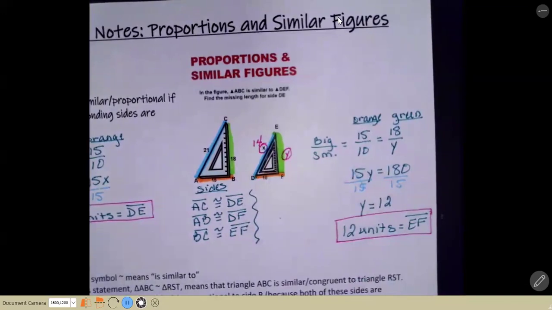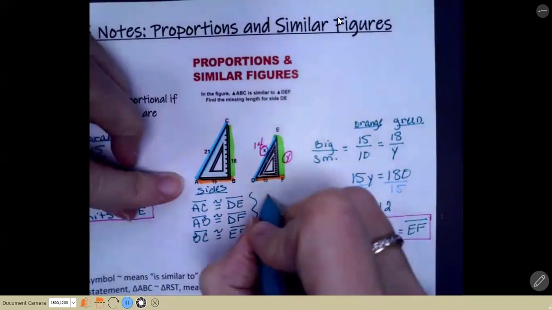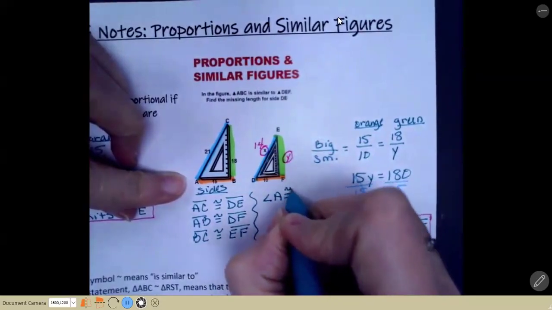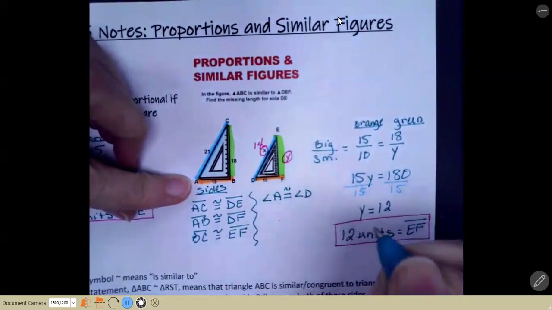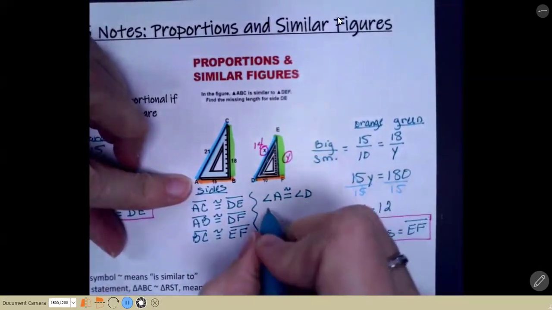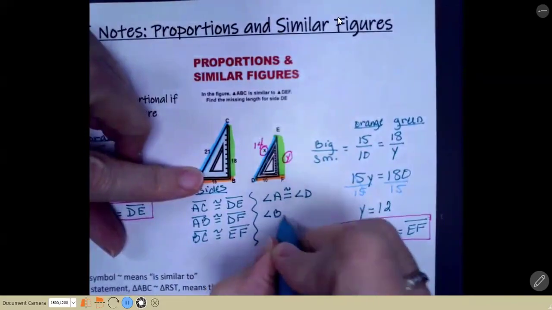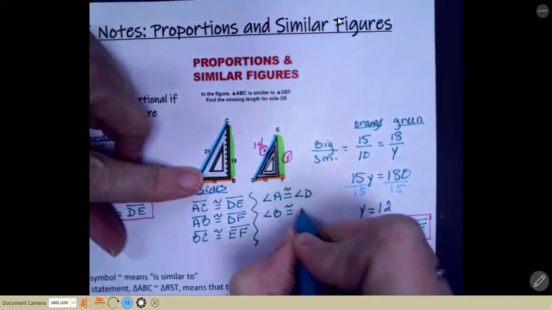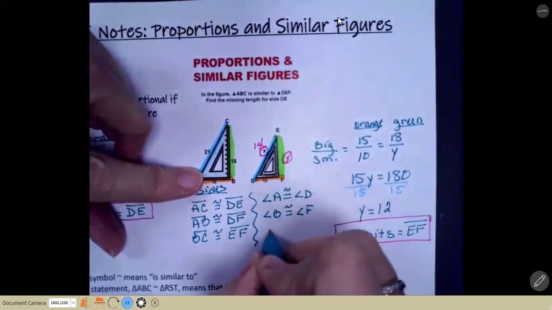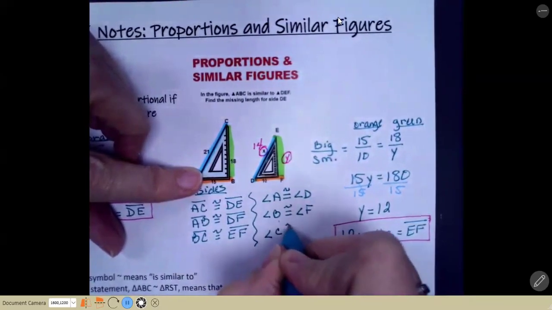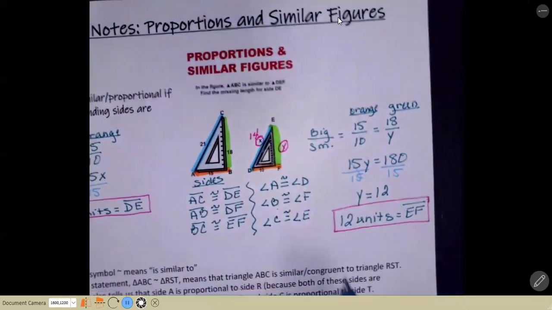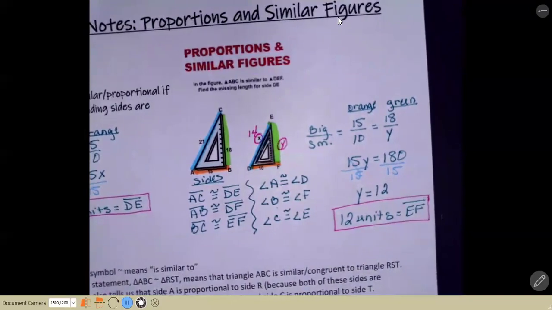All right, now let's talk angles. Angle A, you write it like this, angle A is proportional to angle D. And that's just the symbol for angle. Angle B is proportional to angle, what? F. And angle C is proportional to E. There you go. There's going to be one or two problems like this on the homework that's going to ask you to show this, okay?